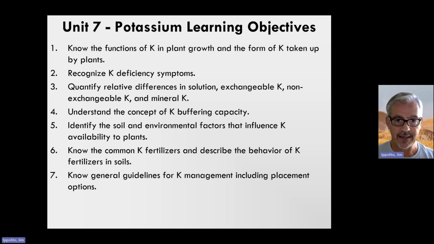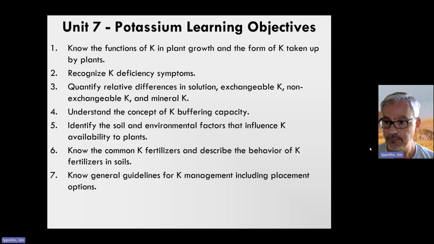Objective number 5 is to identify the soil and environmental factors that influence potassium availability to plants. Some of these you may be familiar with, and some of them you may not. Objective number 6, know the common potassium fertilizers and describe the behavior of potassium fertilizers when they're placed into soils. And then the last objective is to know the general guidelines for potassium management, including how we place potassium in the environment, i.e. in a soil that's being used to grow some sort of plant.